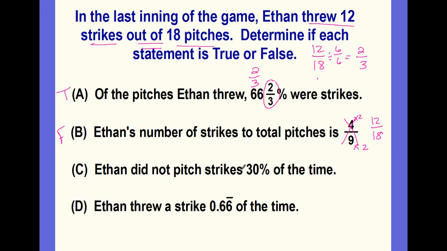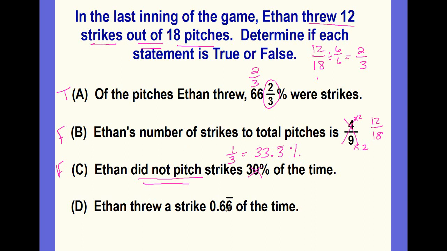Ethan did not throw strikes 30% of the time. Be careful, because it says did not throw. We know that he threw strikes 2/3 of the time, and the rest of the time he did not. So what fraction is remaining? 1/3. 1/3 of the time he did not throw strikes. Is 1/3 equivalent to 30%? No. 1/3 is the repeating threes. So it's 33.3 repeating percent. So it's not 30%. This is false.